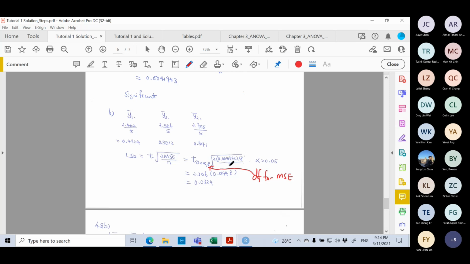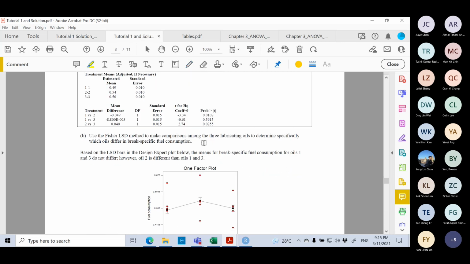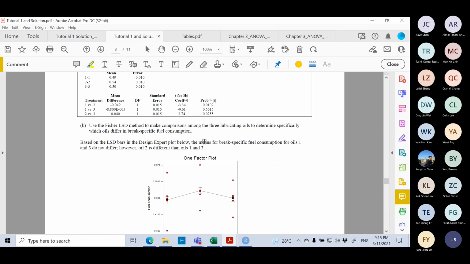Since in your model you include the blocking effect, your degree of freedom for MSE will change. It depends on what model you have. So this should be the question for the blocking effect.